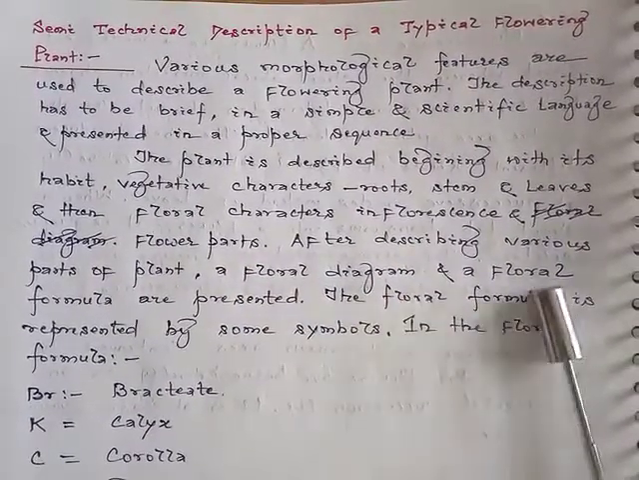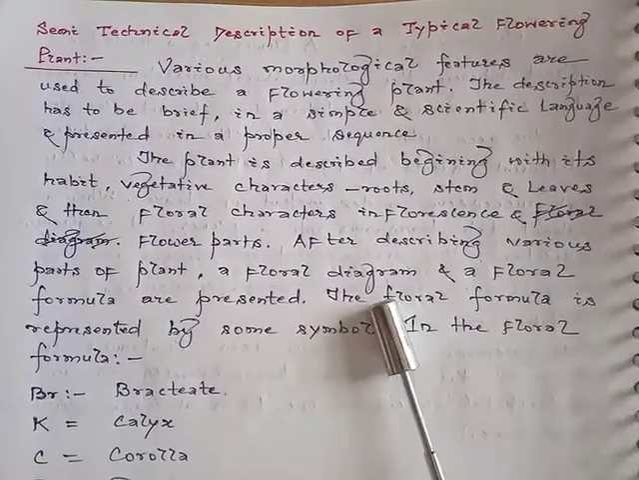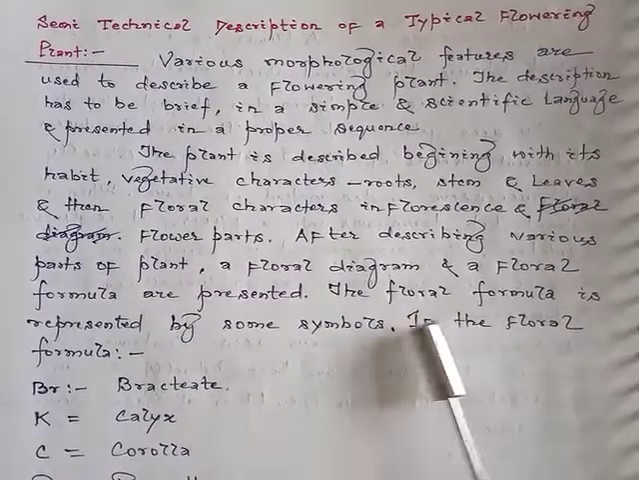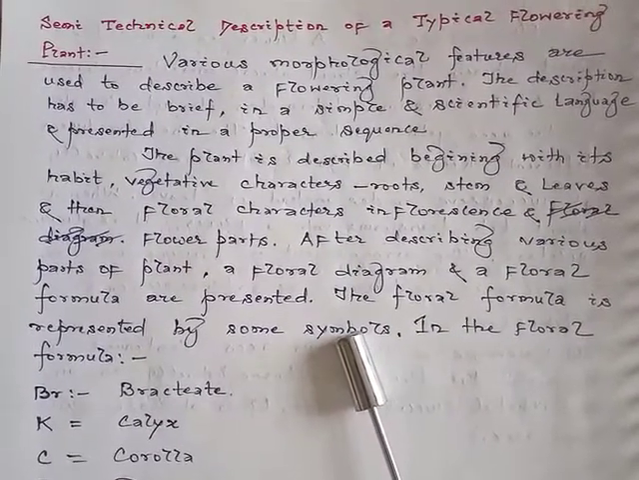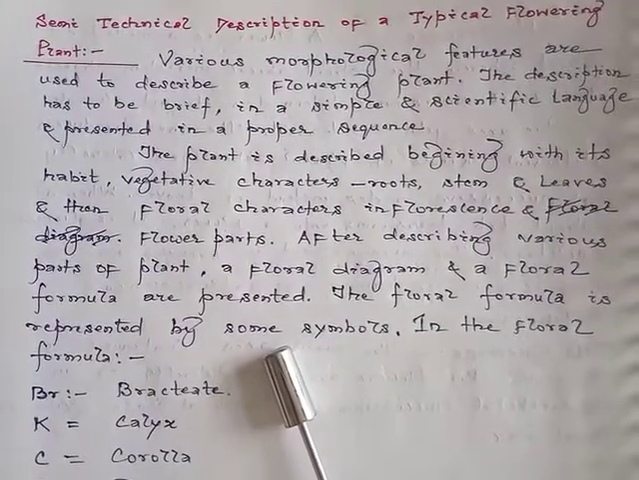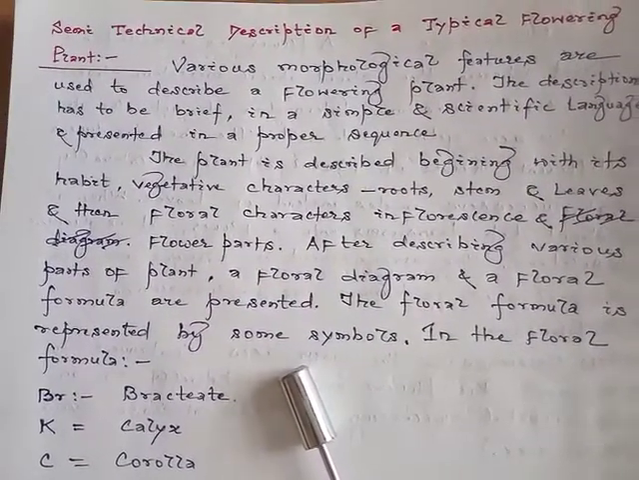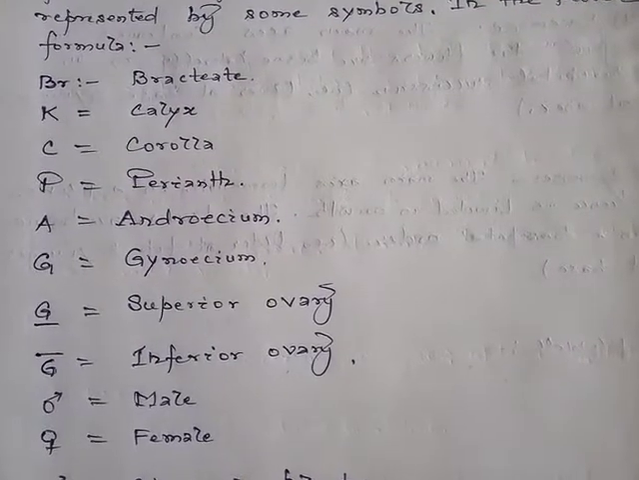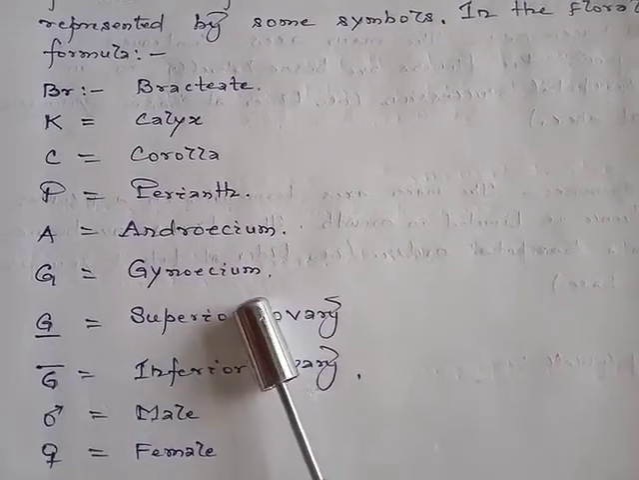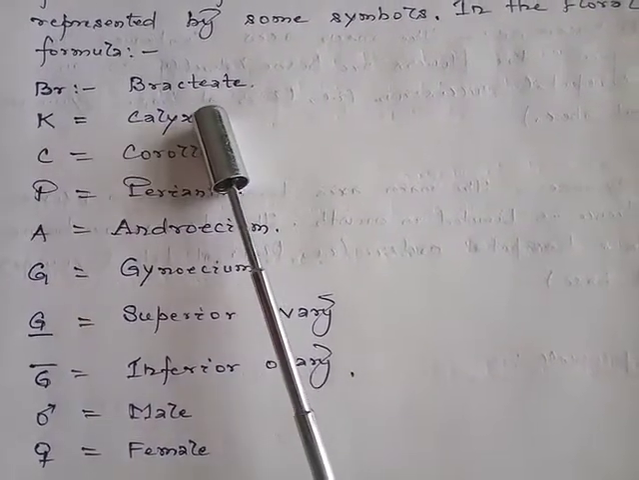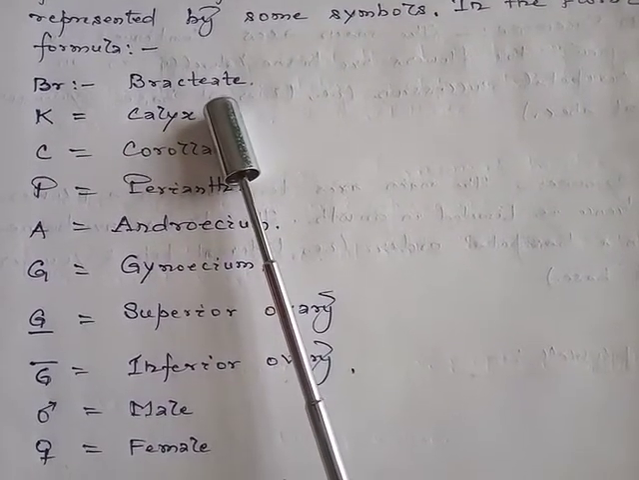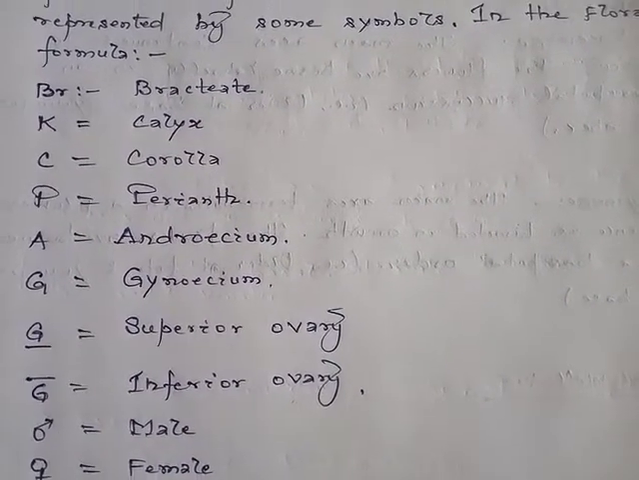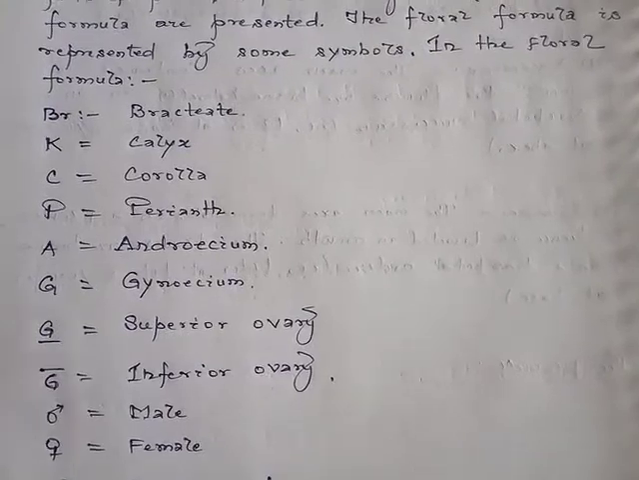After describing various parts of the plant, a floral diagram and a floral formula are represented, and the floral formula is represented by some symbols. In the floral formula, what terminologies are being used? Certain abbreviations are used, like Br is used for bracteate, meaning a leaf-like structure is present at the base of the pedicel.